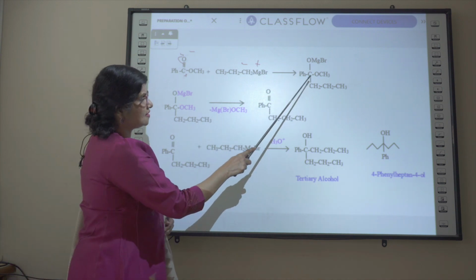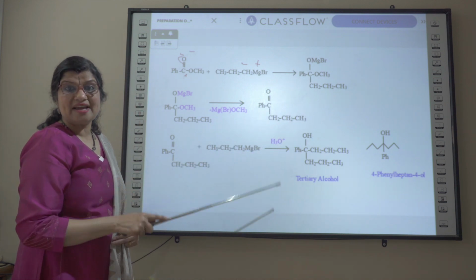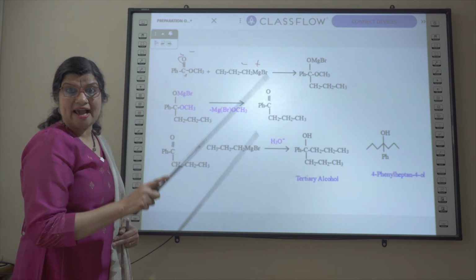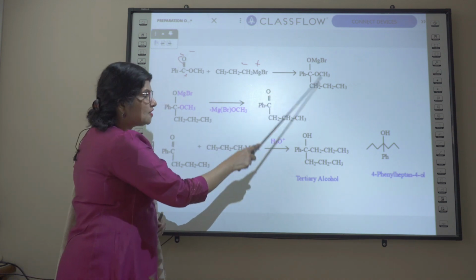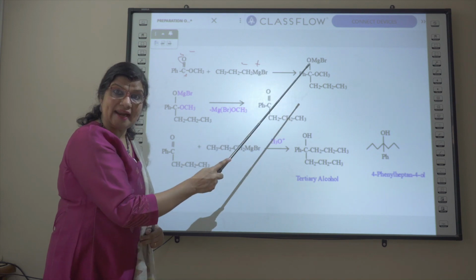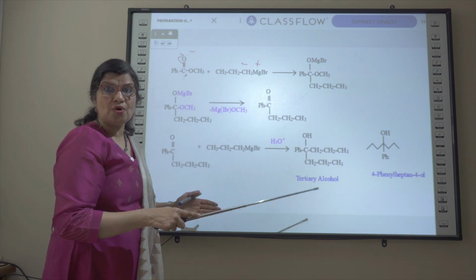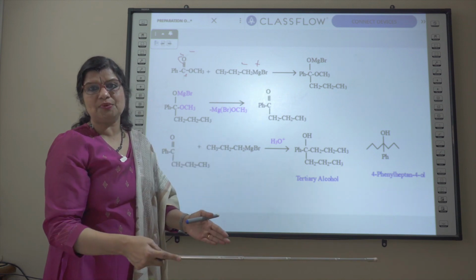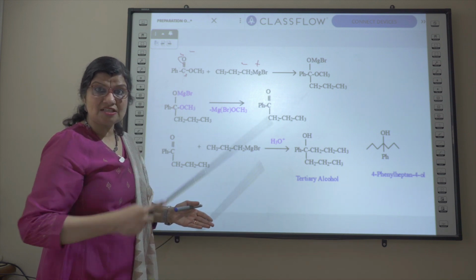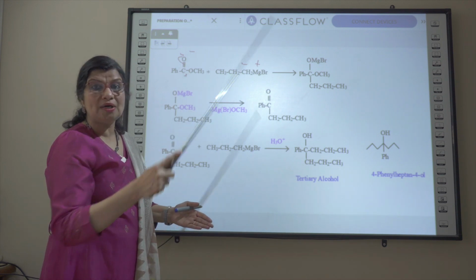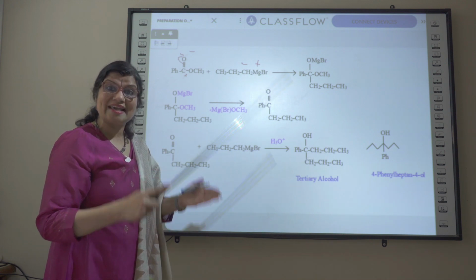If you subject this to hydrolysis, we will not get our final product, which is a tertiary alcohol. So what we have to do is remove a few groups from this adduct in order to create another ketone group, another carbonyl group. If you get a ketone now, the ketone can further react with a Grignard reagent to give you a tertiary alcohol. So the complete transformation from an ester to a tertiary alcohol goes through a ketone also.